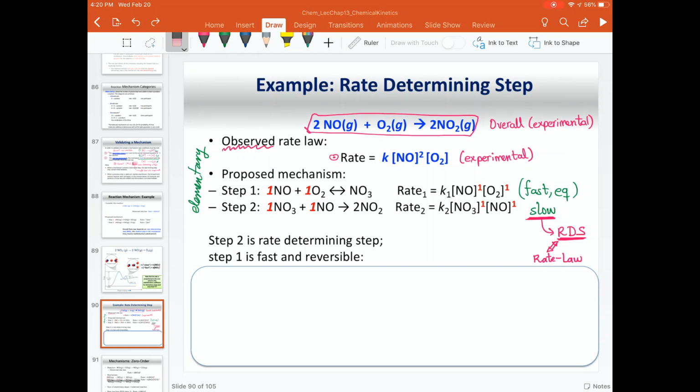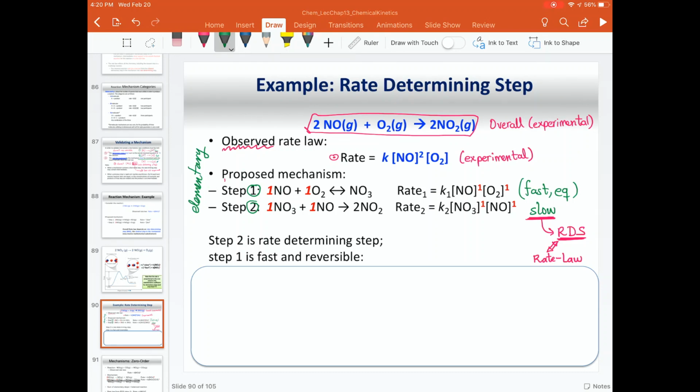and it's an experimental rate law. Now, we are proposing this mechanism. Okay, so now we have two elementary steps. The first elementary step is given here. The second elementary step is given here. The proposed mechanism is that the first elementary step is fast and it reaches equilibrium. The second elementary step is the slow step.